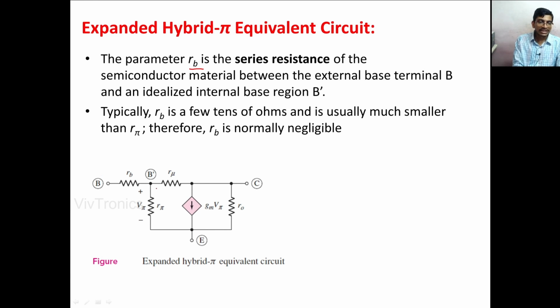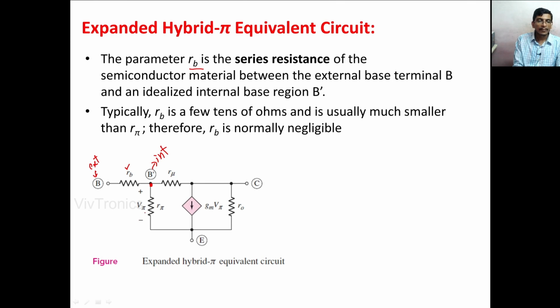Here, B is called the external base and B dash is called the internal base. Between the external base and internal base, we have a small resistance r b, called the series resistance or the virtual base resistance. This value of r b is small and we can also neglect it.